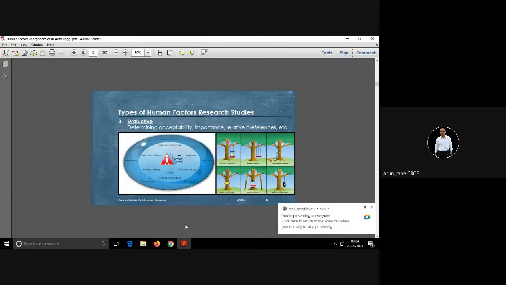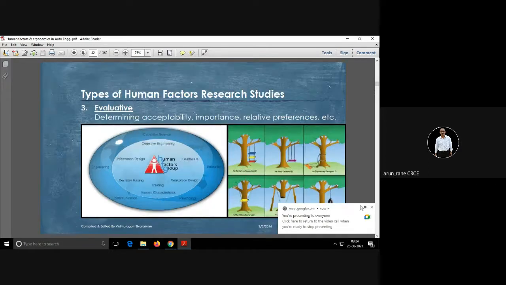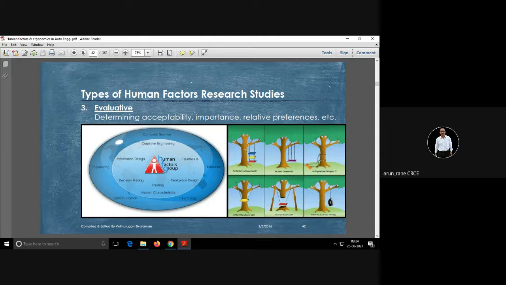Then the third factor is evaluative, that is how to determine acceptability, importance, and preferences. That is how to evaluate. There is a story about a marketing engineer, showing how communication plays a very important role in workplace design or in ergonomics. So this is what the customer actually wanted.